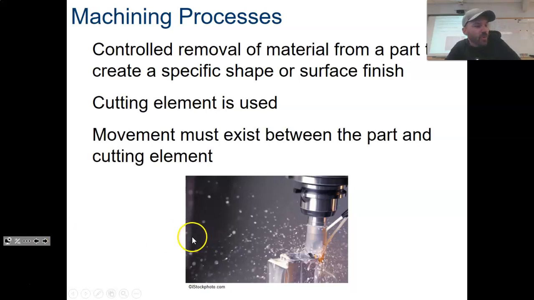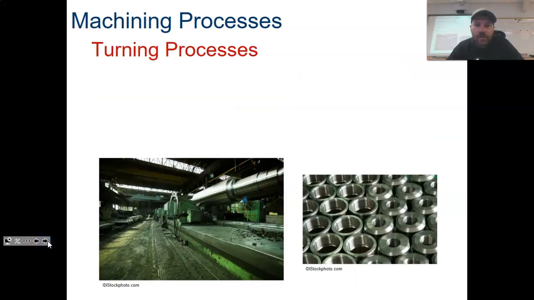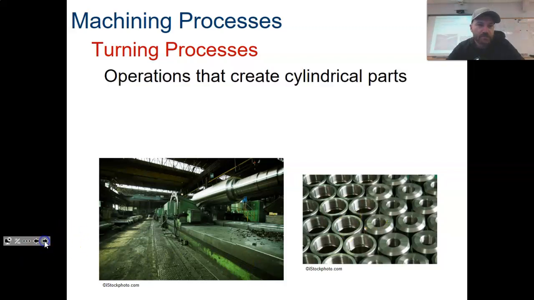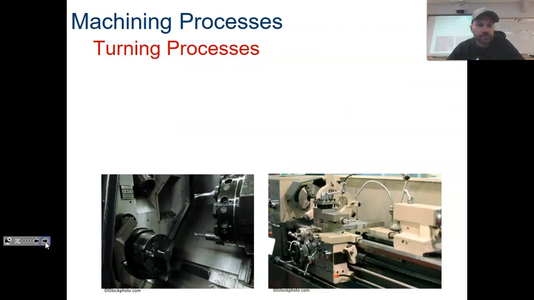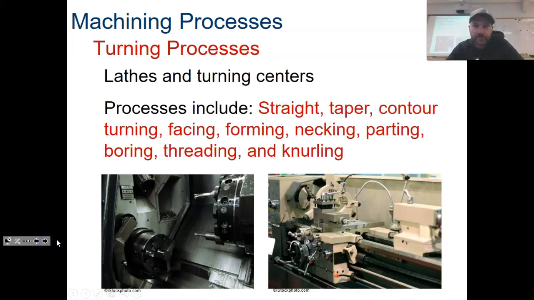Machining, it's where you remove material through different processes. You can use a lathe, where you spin the object, and then you remove material to make things round. You can have hand lathes, or you can have CNC lathes. So you can do all sorts of things, make things straight. You can taper them, contour, make specific shapes, turning, facing, forming, necking, parting, cutting it in half, boring, put a hole in it, threads in it, and then knurling.